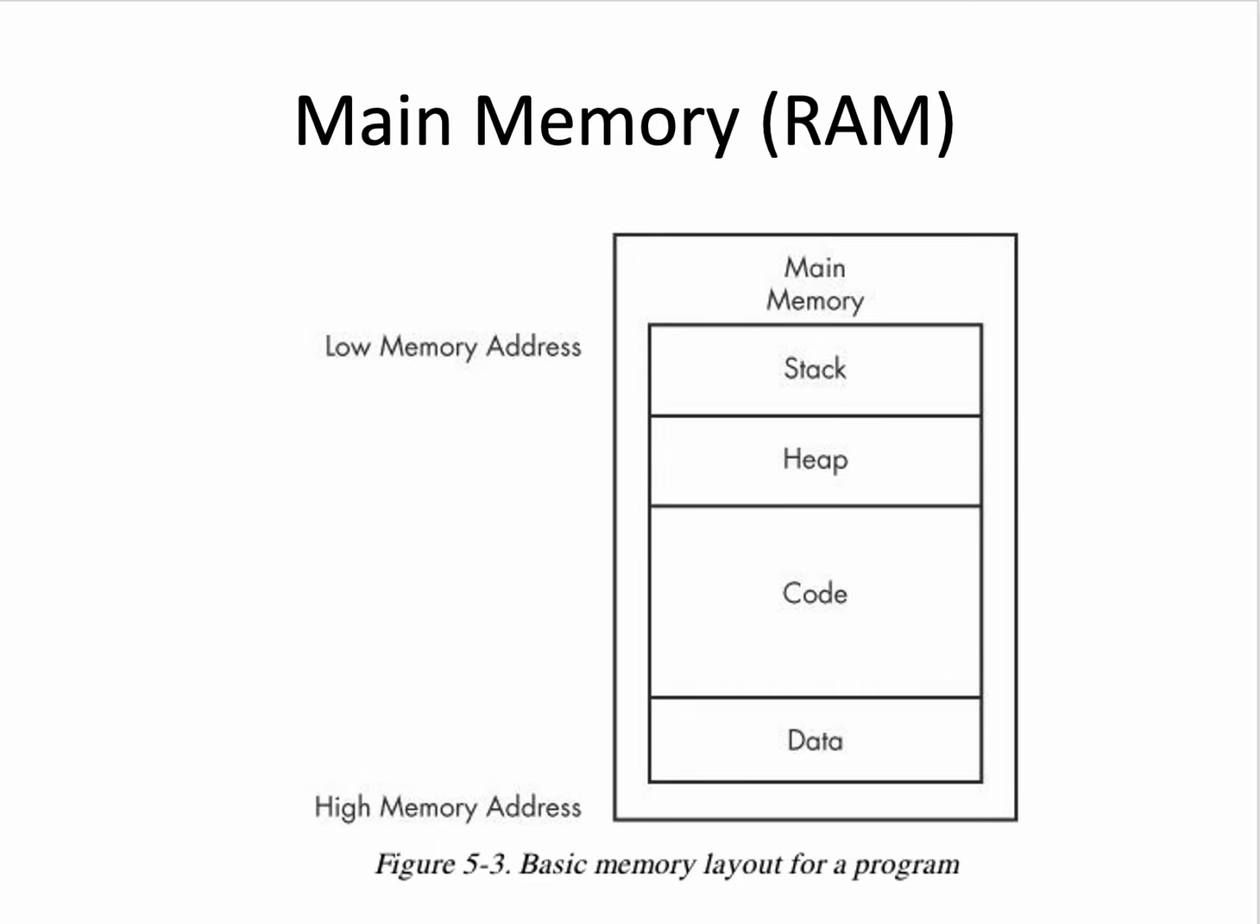Now, the code is instructions for the CPU. It controls what the program does. Okay, the heap is what we call dynamic memory or object oriented memory, and that can change frequently during the program operation. The stack includes local variables and parameters for the functions. It helps the program flow.